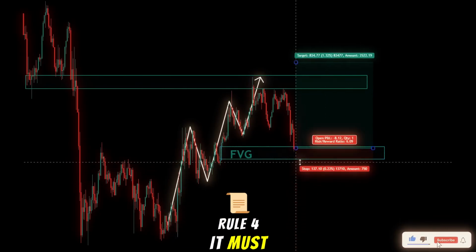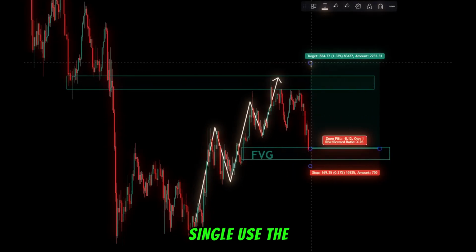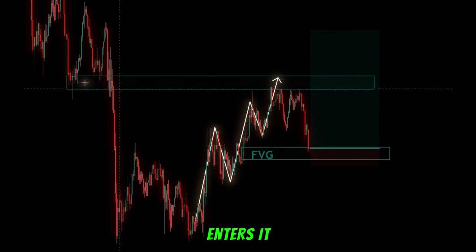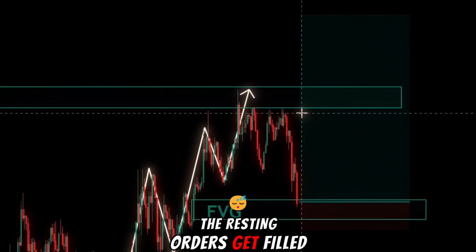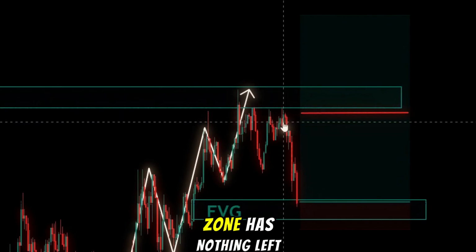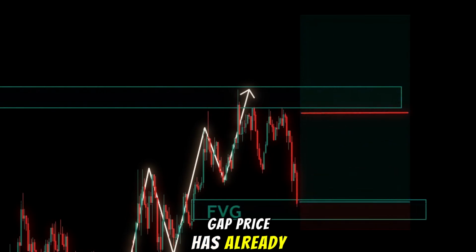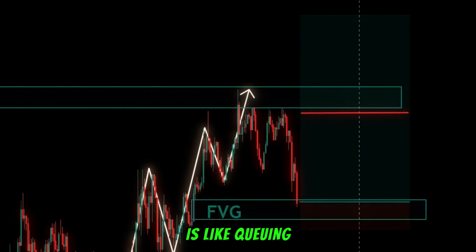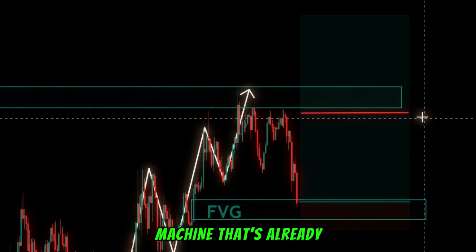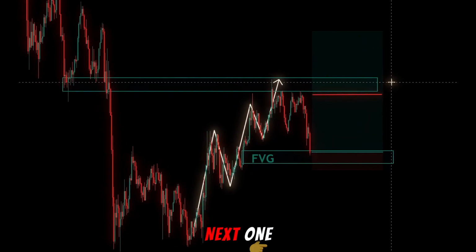Rule 4. It must be unmitigated. Treat a fair value gap as single use. The first time price enters it, the resting orders get filled. After that, the imbalance has been paid off, and the zone has nothing left to offer. Going back to a gap price has already traded through is like queuing at a cash machine that's already been emptied. Mark it as used and move on to the next one.